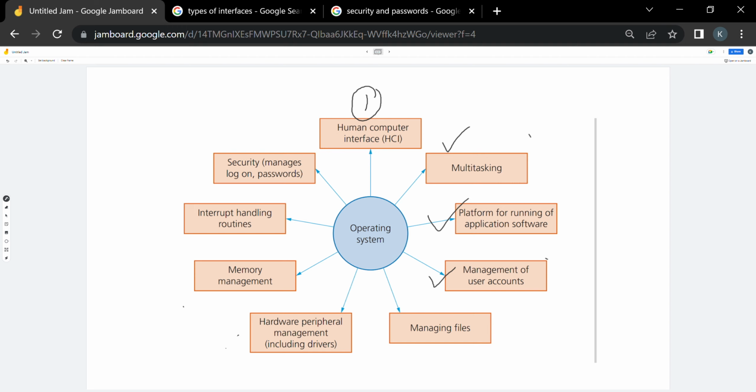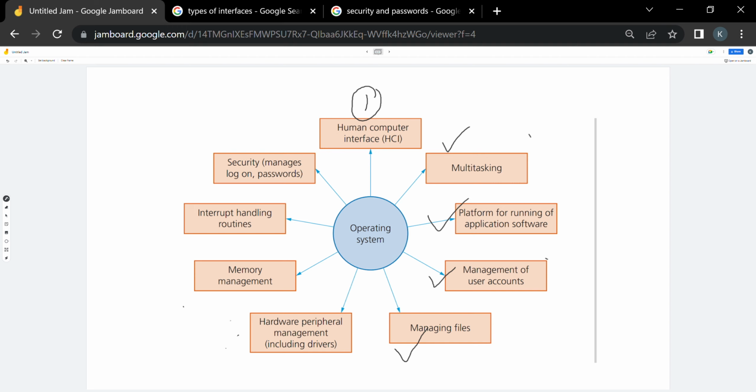Managing files. So what is this managing files all about? You can see different folders and files in your computer. Whenever you are creating any file, the memory allocation, the deletion of the file, renaming of the file, all these facilities are being provided by the operating system.